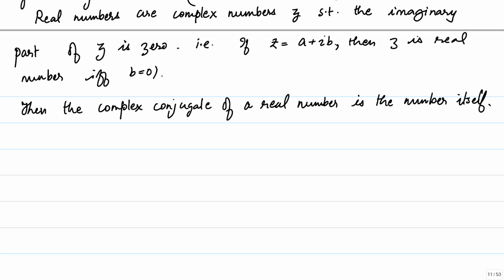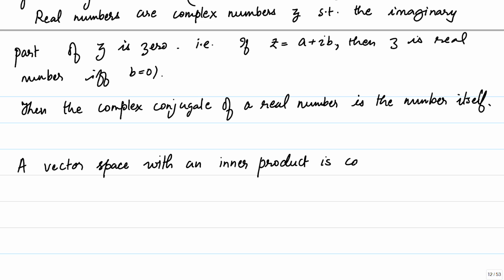Alright, so a vector space which has an inner product on it is called an inner product space. So, let me give that definition as well. A vector space with an inner product is called an inner product space. Okay, let us now look at examples.